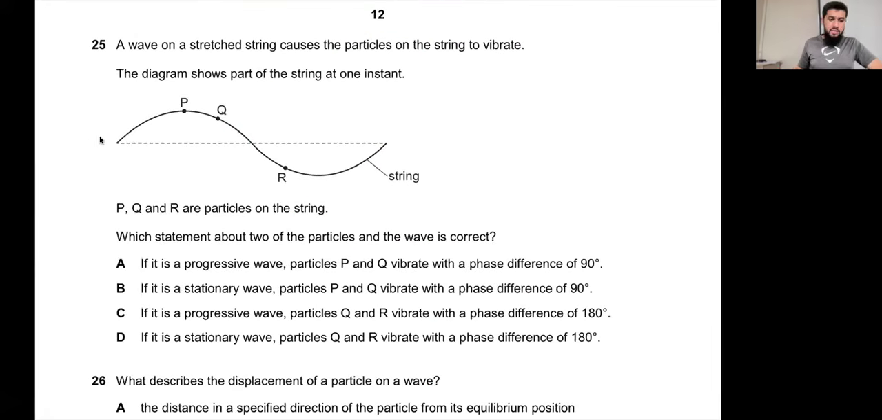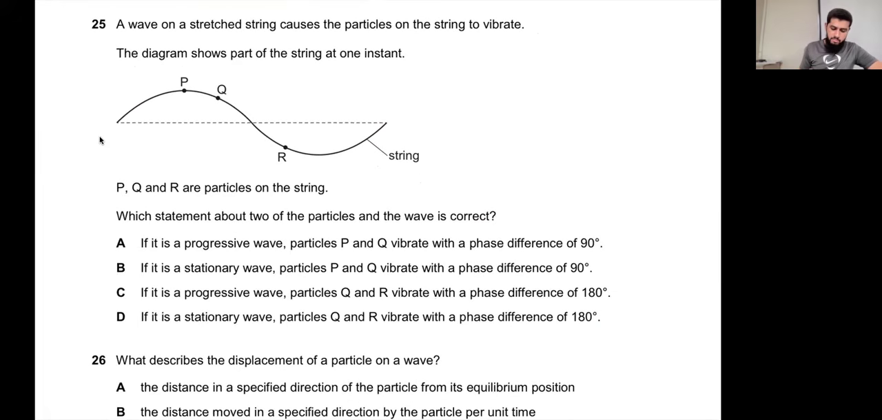Question number 25 says, a wave on an unstretched string causes the particles on the string to vibrate. The diagram shows part of the string at one instant. P, Q, and R are particles on the string. Which statement about two of the particles on the wave is correct? It is a progressive wave. Particles P and Q vibrate with a phase difference of 90 degrees.